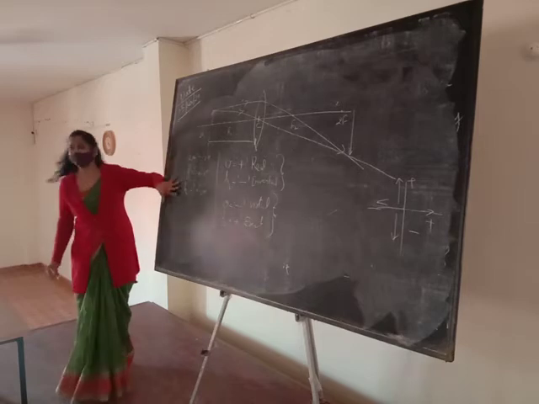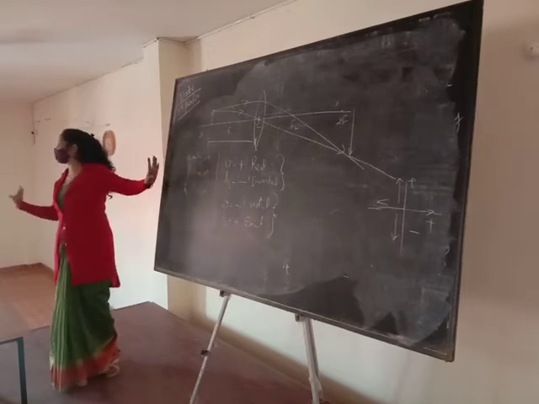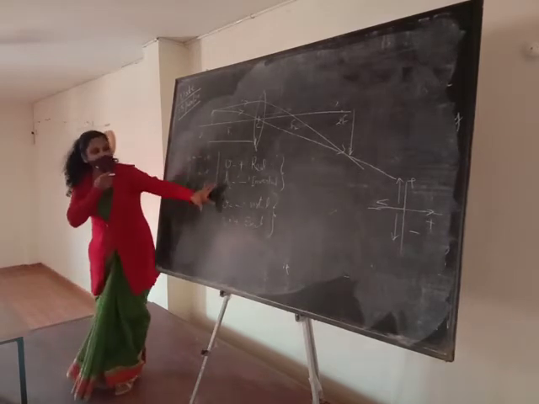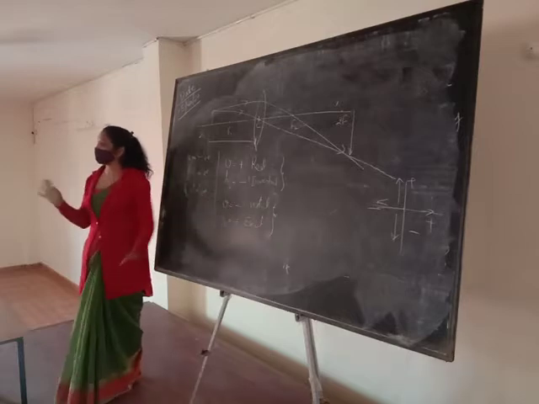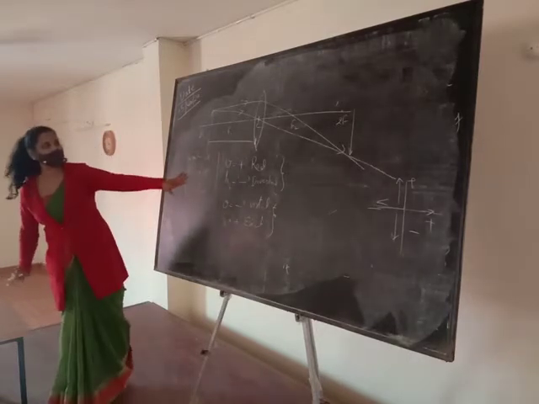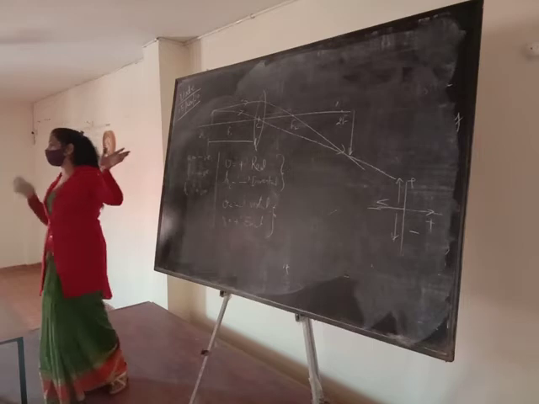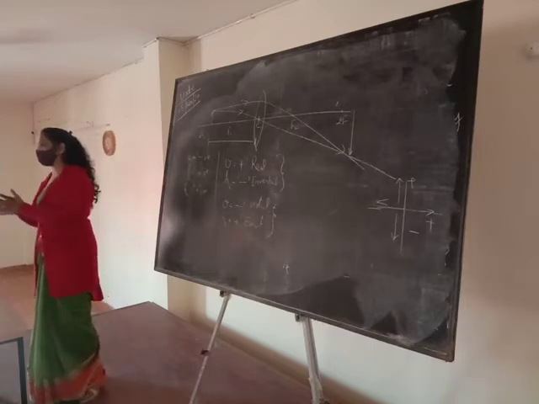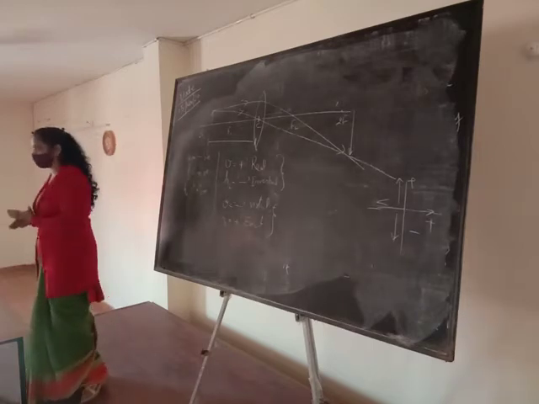These will never change, they will always stay the same. But V and H2 can be changed. It depends on where you place the object. It depends on what type of image will be formed, real or virtual.